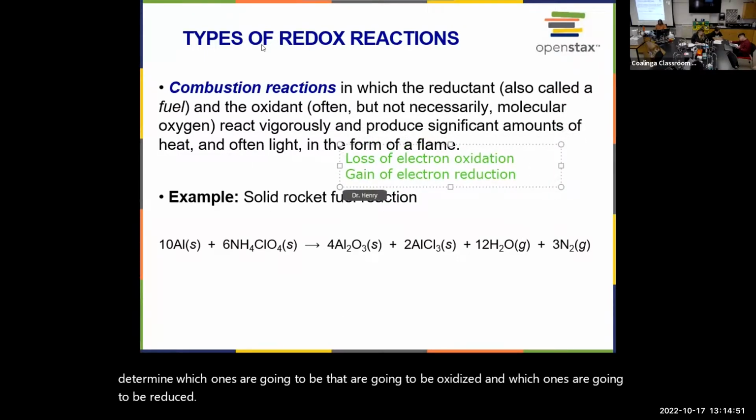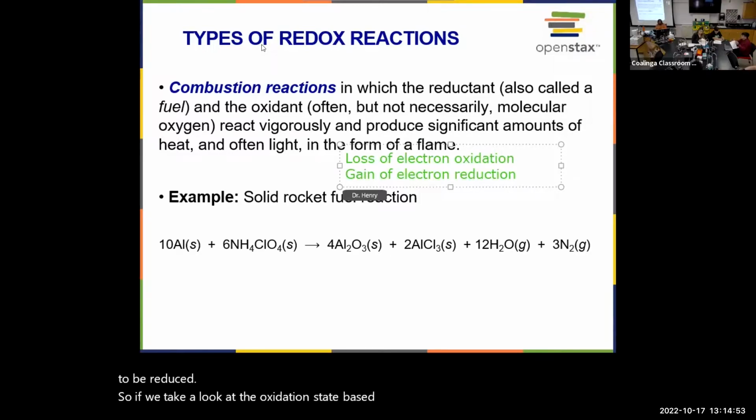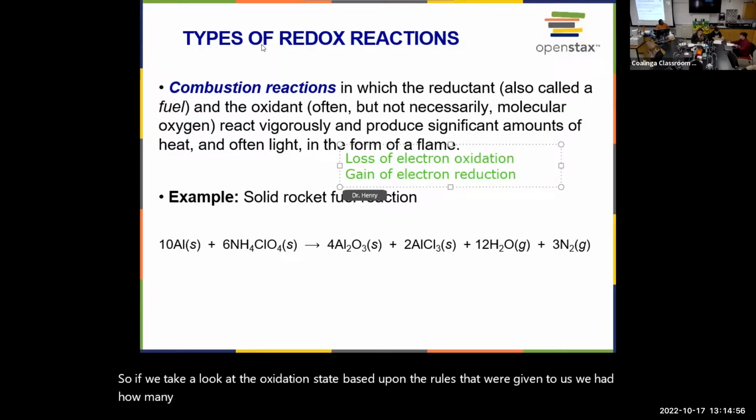Okay, so if we take a look at the oxidation state based upon the rules that were given to us, we had how many rules? There's like 8 of them. Those 8 rules.